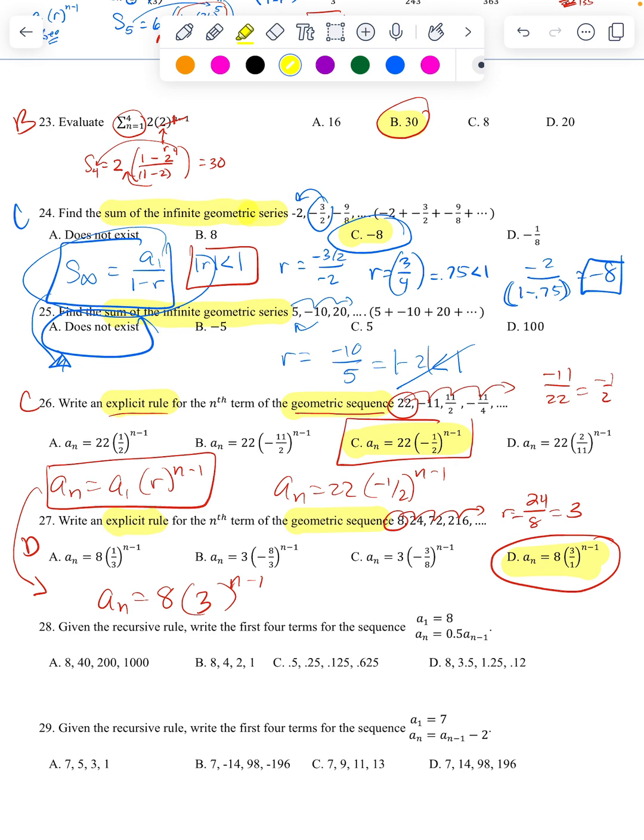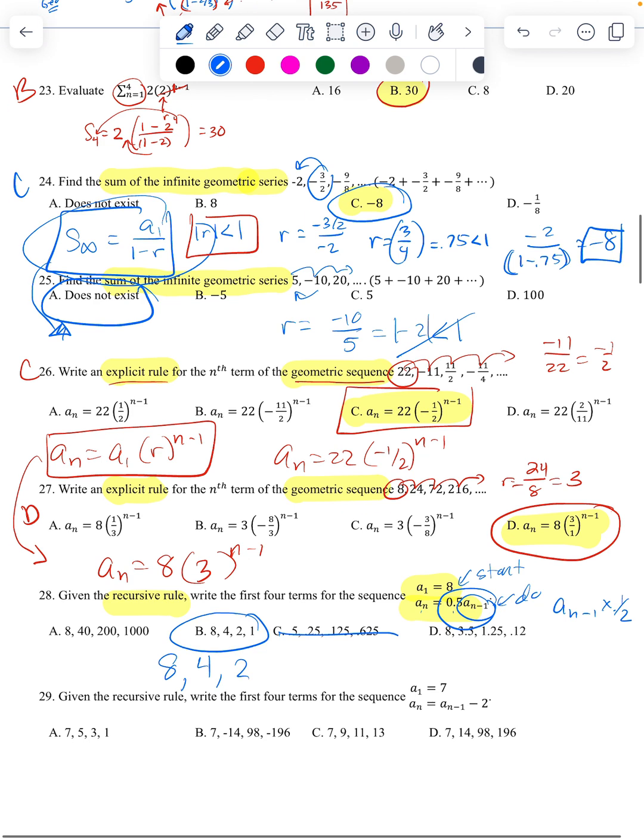Given recursive rule. Okay, recursive is where you get 2 lines. One line tells you where to start. So this is your first term. And then the second line tells you what to do. So start with 8. So I can only have options that start with 8. And this says to get any term, because this always means take the number before, take the number before it and multiply it by 0.5. So basically you're taking half. So if I did half of 8, I'd be at 4. Half of 4, I'd be at 2, and so on. So that is matching B.